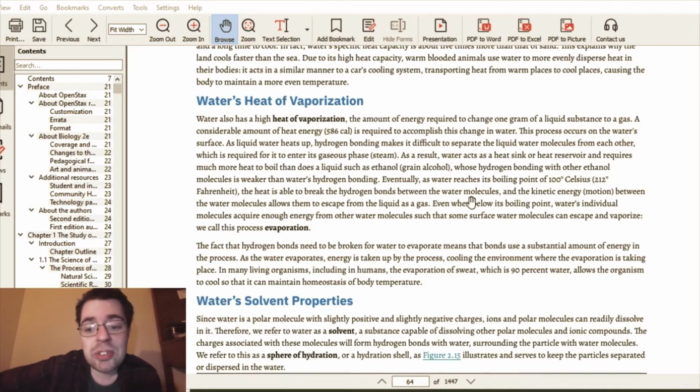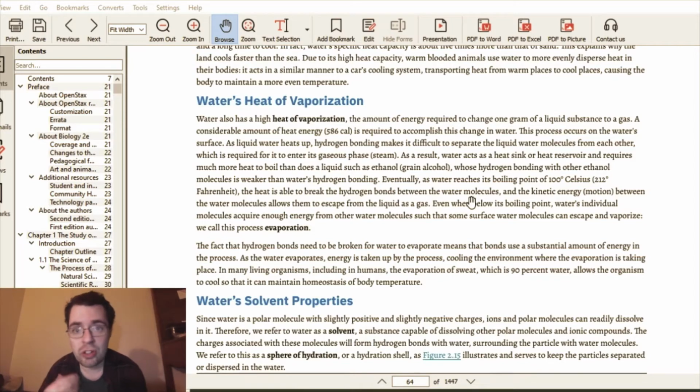In other words, once you reach that boiling point, it takes water much less time to turn to gas than it does, say, alcohol.